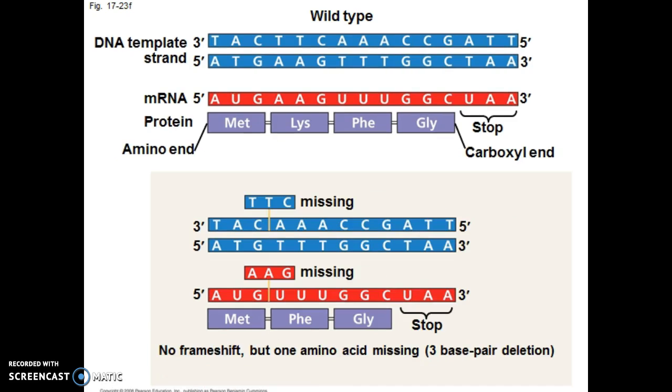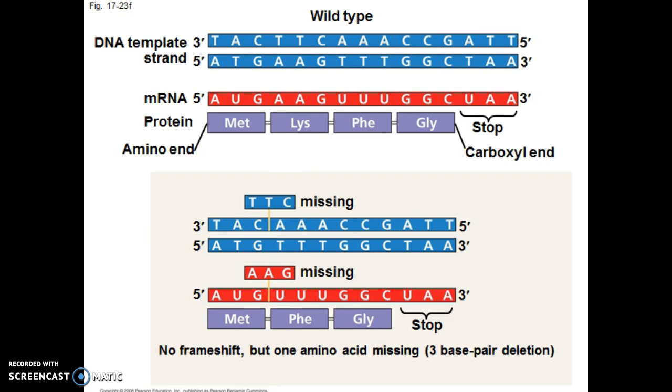And lastly, no frame shift, but an entire amino acid is missing. This would be the result of an entire codon being completely spliced out of the DNA. So TTC is missing, which means that AAG can't be transcribed, which means that LYS, lysine, will not be in the resulting polypeptide. So the polypeptide will be lacking that particular amino acid, and that certainly would affect the functionality of this protein.